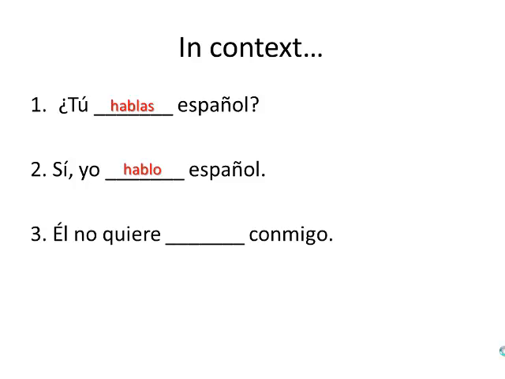Okay. And for number three: Él no quiere blank conmigo. Which would we use here? This one's kind of a trick question, but the answer is actually hablar, which is the infinitive. You don't conjugate in this context because you already have a conjugated verb directly preceding your form of hablar here. So you won't conjugate two verbs right next to each other, and that's why we leave it. It literally means he does not want to speak to me or with me.